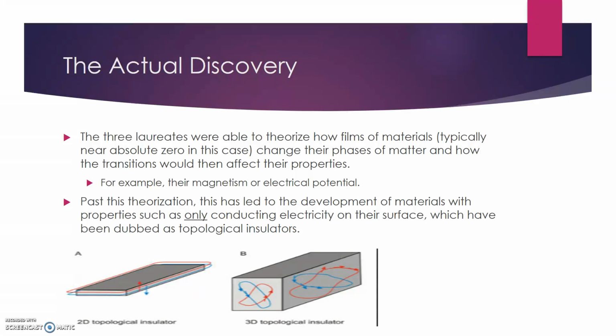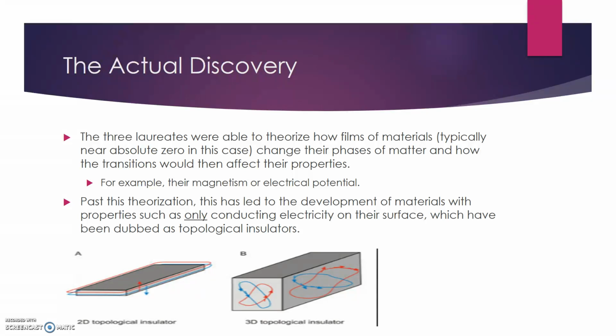Past this theorization, this has led to the development of materials with properties such as only conducting electricity on their surface. And this is important because what is commonly known is that electricity or a current will run through a material. And these have been dubbed or named as topological insulators.